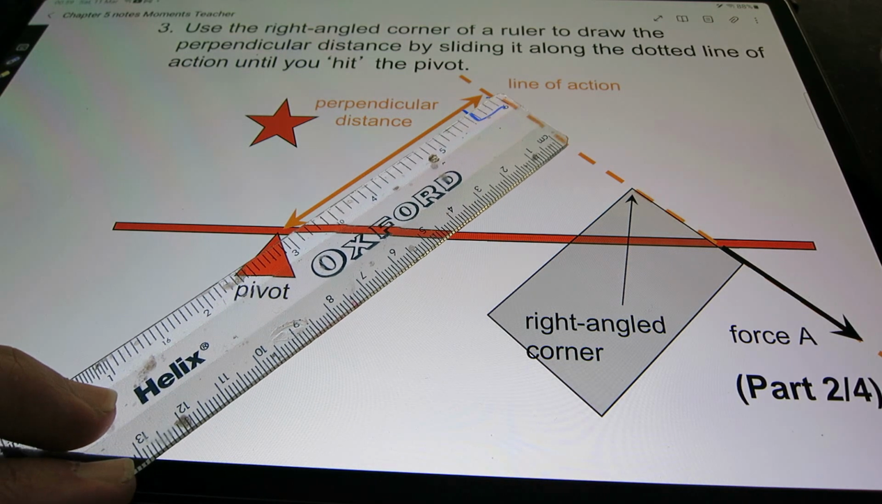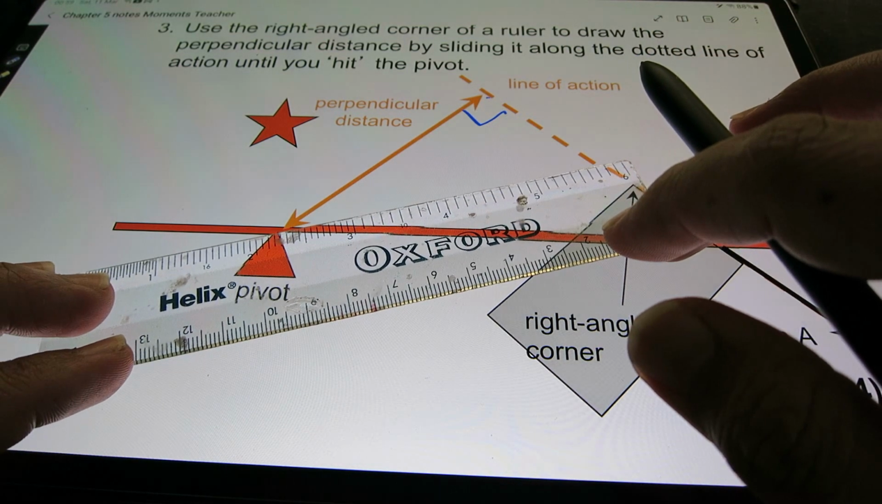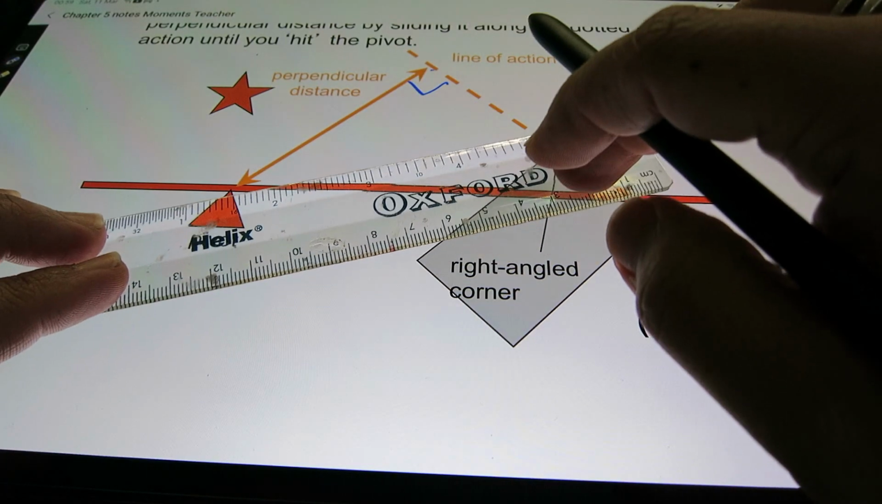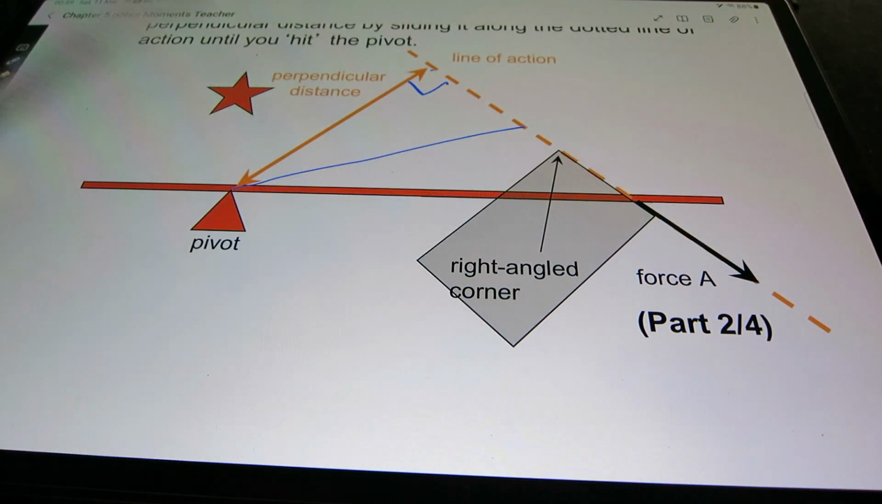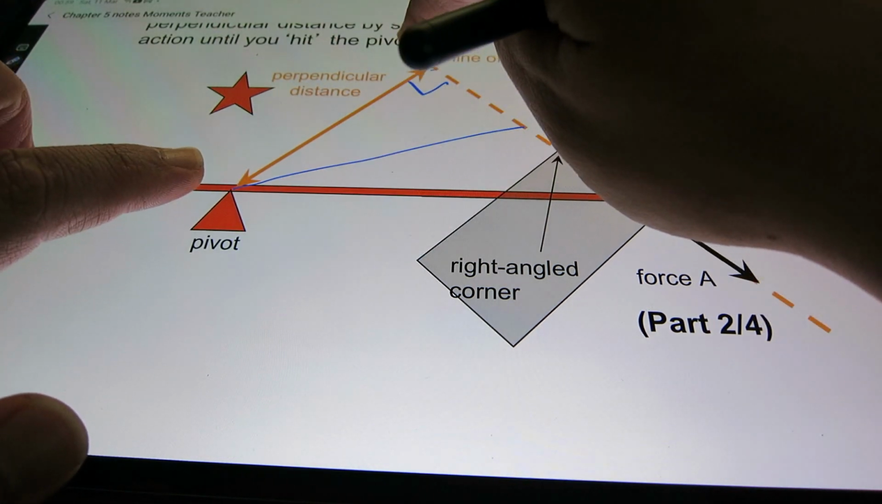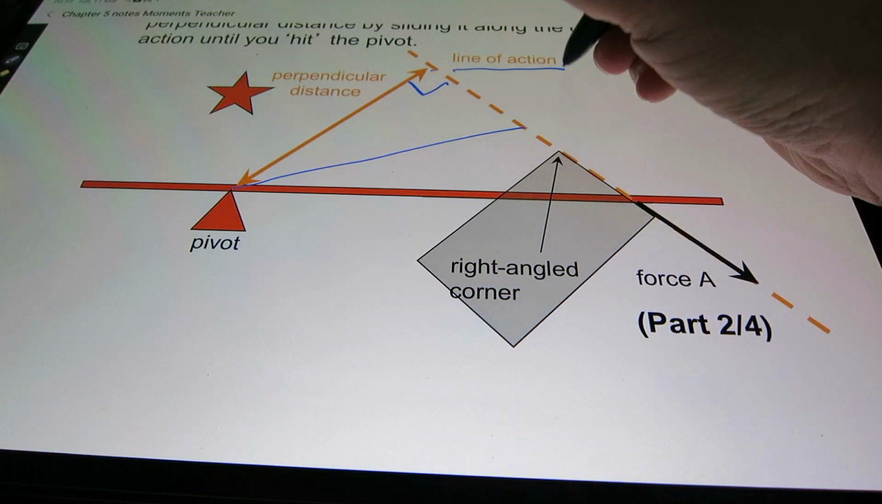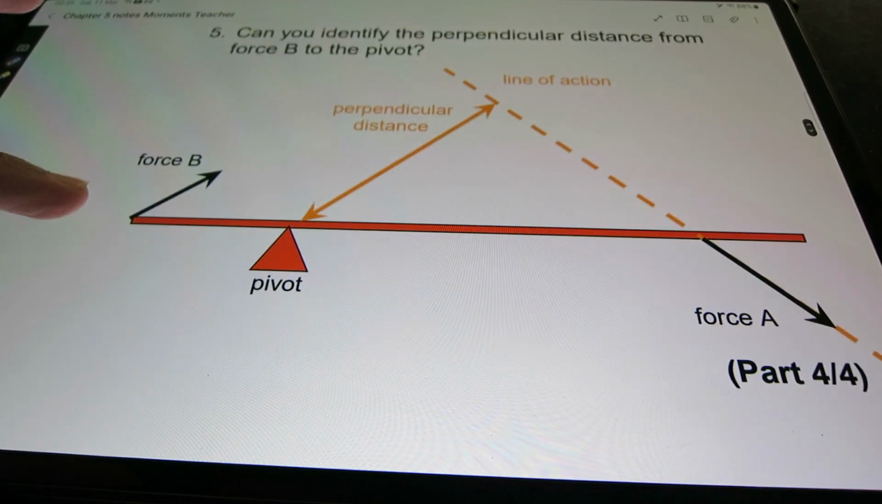Now, why is this perpendicular distance the shortest distance? Because any other line that connects the pivot to this will be a greater distance. So for example, let's say I draw this line here, this is definitely a greater distance than this one. So the perpendicular distance is actually the shortest distance from this line of action to the pivot.